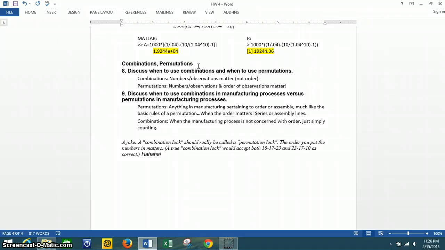And this is a simple joke that my professor likes, and it's just pointing out the fact that often in our English language we do not use the correct terms for things or specific calculations, so a combination lock should really be called a permutation lock because the order really does matter. You can't turn a lock to 10, 17, and 23 and expect to get the same result as if you turned the lock to 23, 17, 10. You simply can't do that. So make sure that you know the difference between permutations and combinations because it's very important.